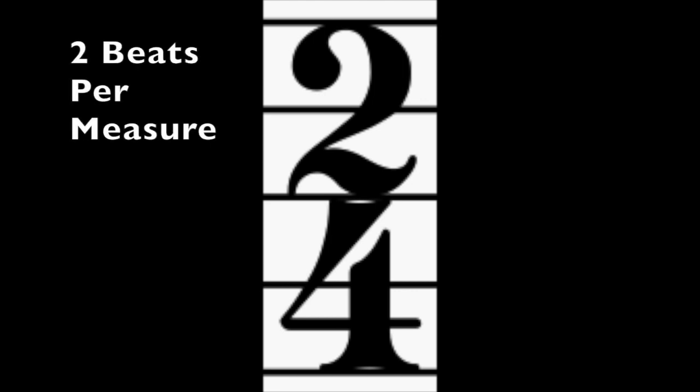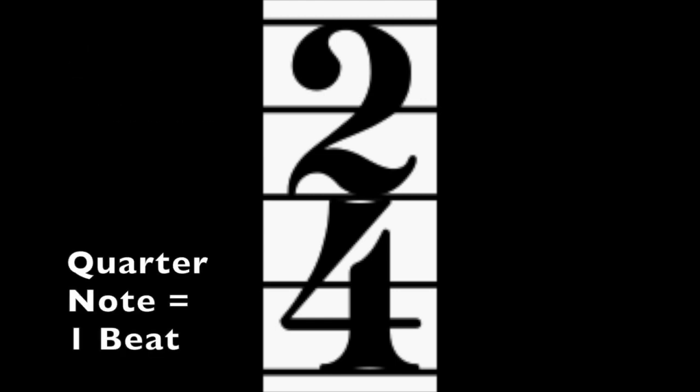Here is one last example. Since the top number is 2, that means there will be 2 beats per measure, and the bottom number is still 4, meaning quarter notes will get 1 beat. In other words, there are 2 quarter note beats in every measure. This could be 2 quarter notes, or it could be 1 half note.